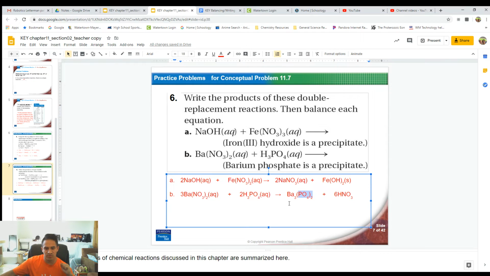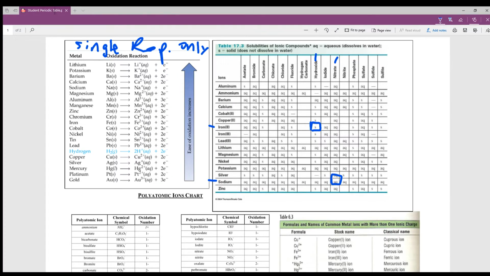But we have 2 PO4s right there. Okay, so everything is balanced out. Last thing now is to check, is one of them going to be a solid? Let's check on the back for periodic table. So we are looking for barium phosphate.